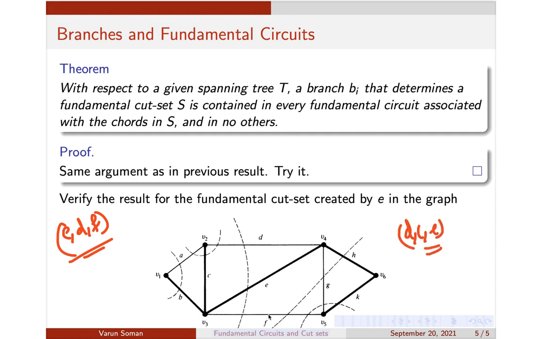And what is the fundamental circuit created by this F? Again it is E, H, K and F. A fundamental circuit would only contain one chord, so don't mistake it for E, G, F. Here the fundamental circuit is E, H, K, the branches, plus this F. It also contains this E. So it's a similar argument. That's it. Thank you.